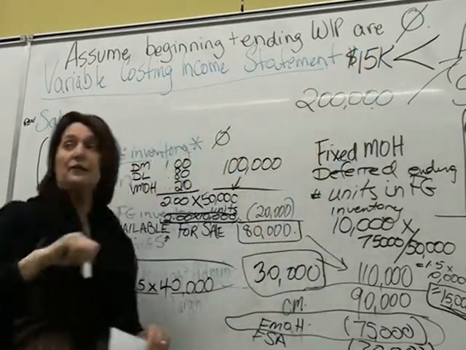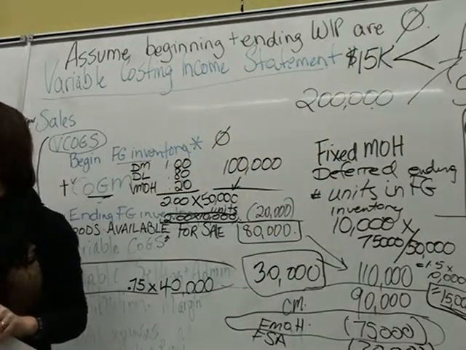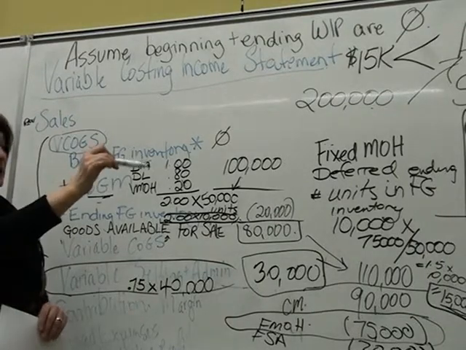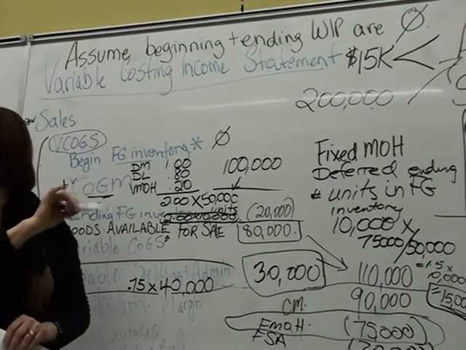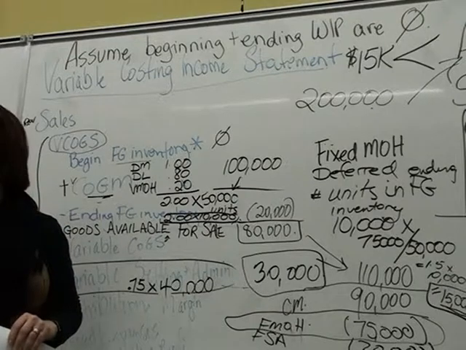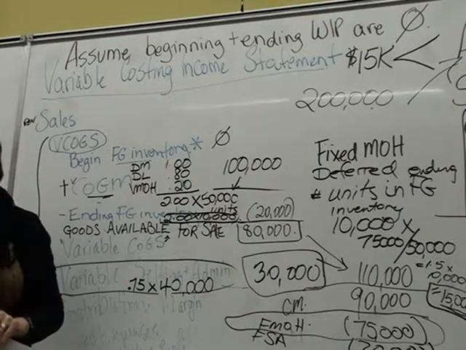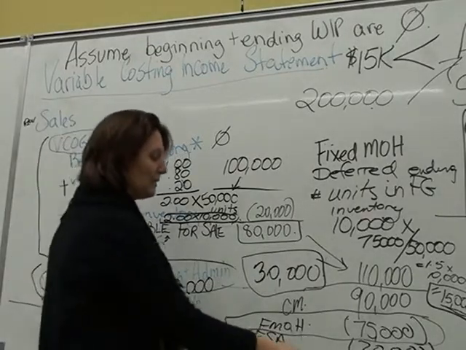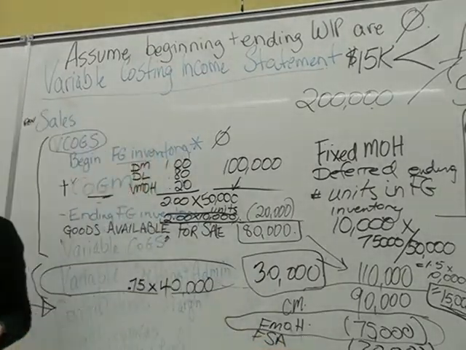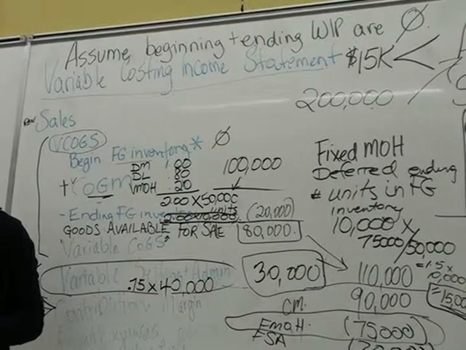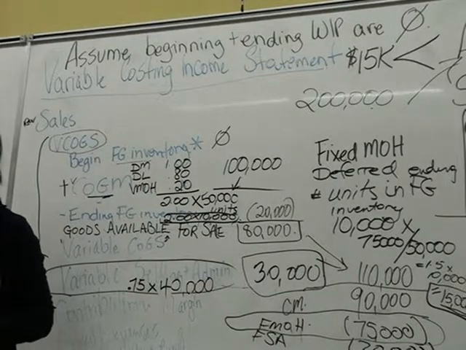So without even doing an absorption costing income statement, you should know that the operating income for the absorption costing income statement should be what number? 10,000 profit, because this was a $5,000 loss. Okay? Question?